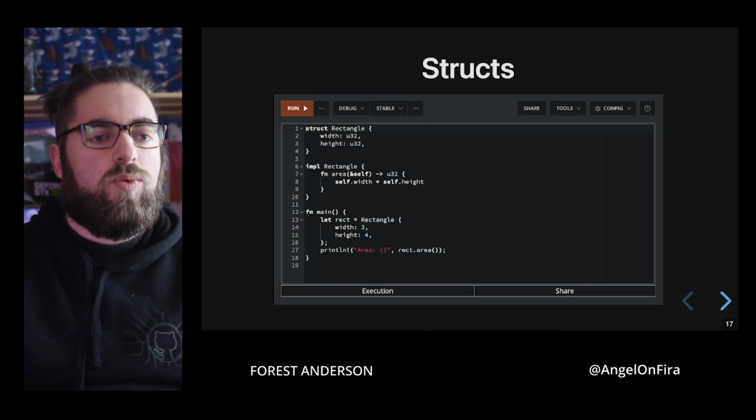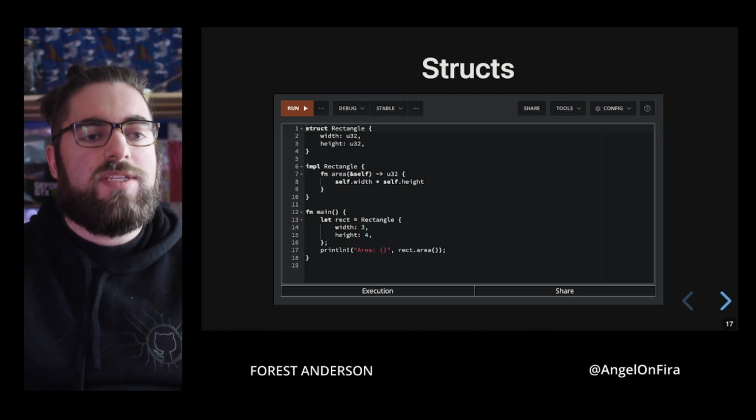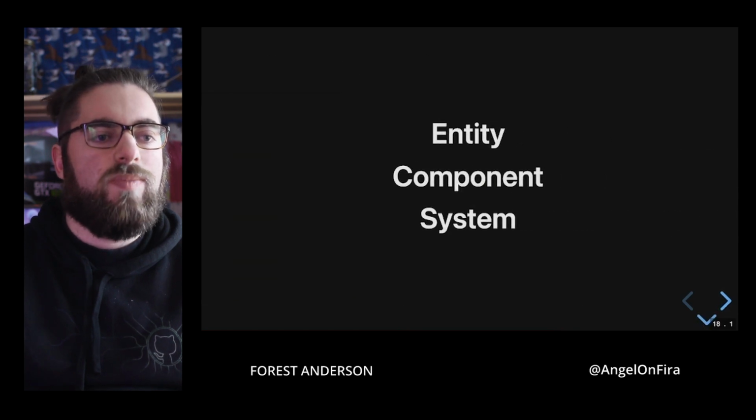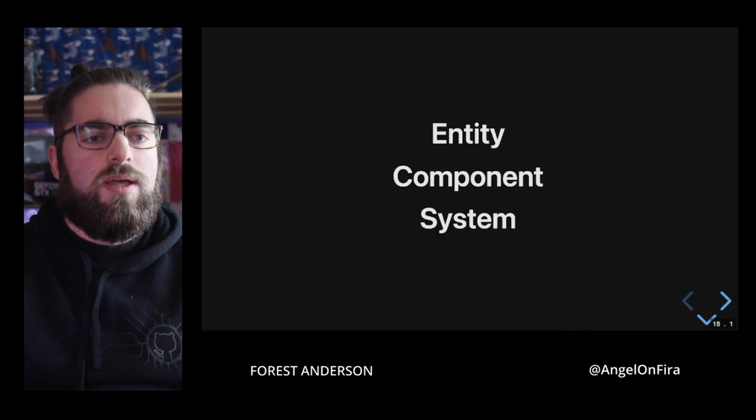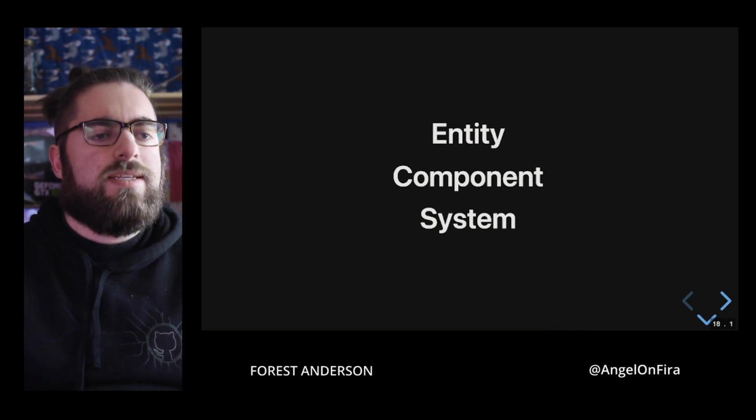In the game development world, historically we've built games that follow the object-oriented paradigm. Let's see what we can do in Rust instead. We're going to take a look at the Entity Component System, or ECS. ECS is an architecture pattern. Let's break down what an ECS is.